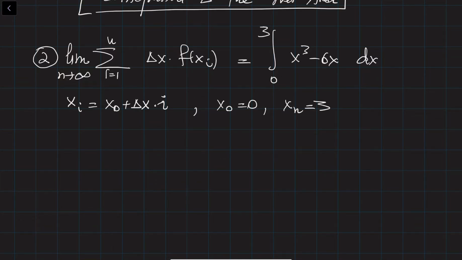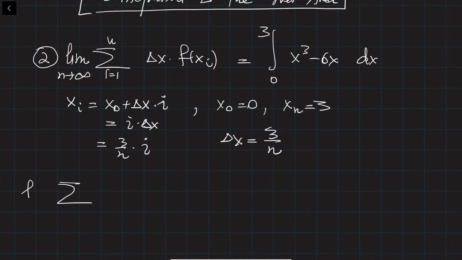So let's just substitute this now to here. Well, simply this is going to be i times delta x because x0 is equal to 0. And also delta x is going to be equal to 3 over n, right? Because it's going to be 3 minus 0 over n. So x_i is going to be equal to 3 over n times i. So let's substitute this. This is going to be the summation of 3 divided by n times f of 3i divided by n, i goes from 1 to n.